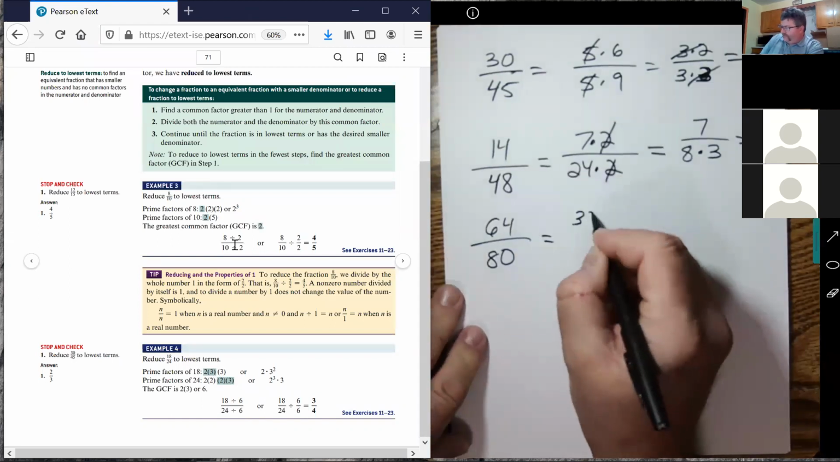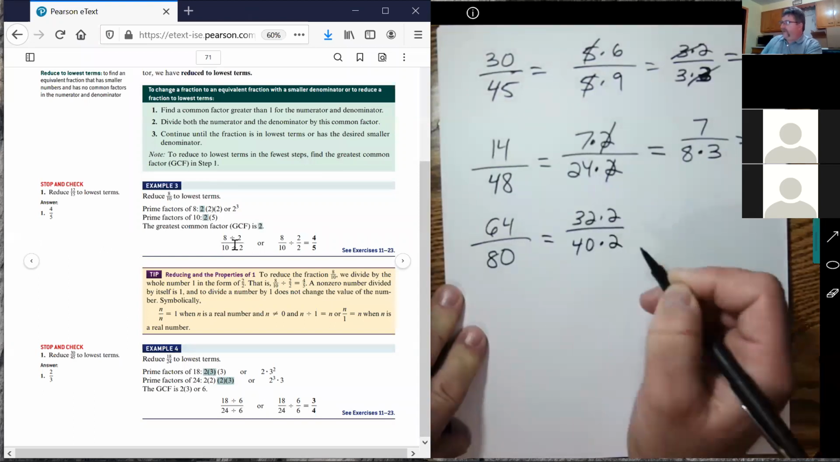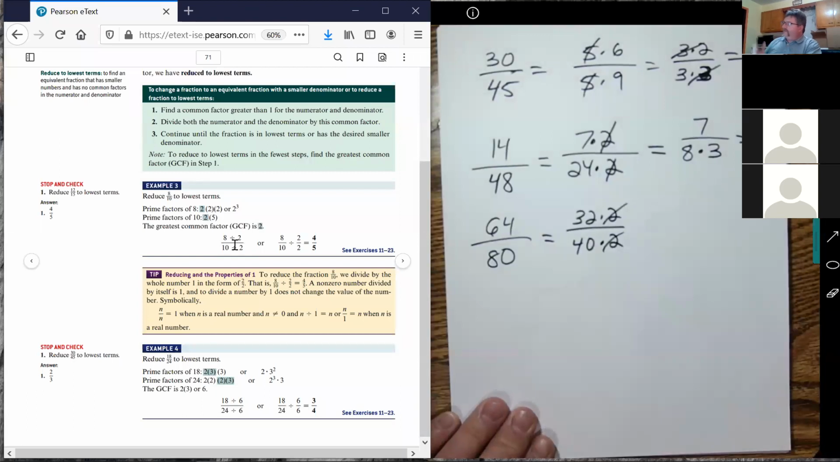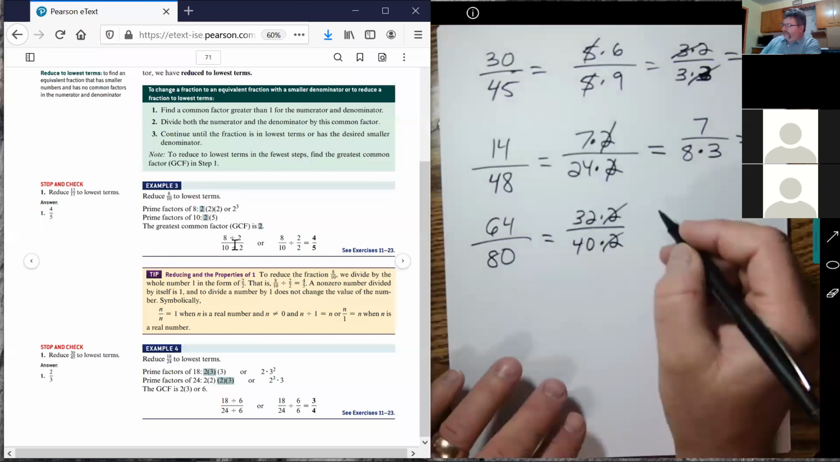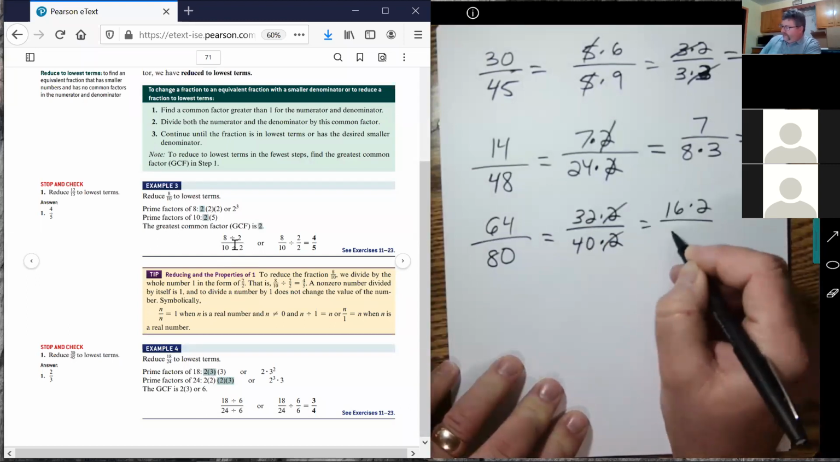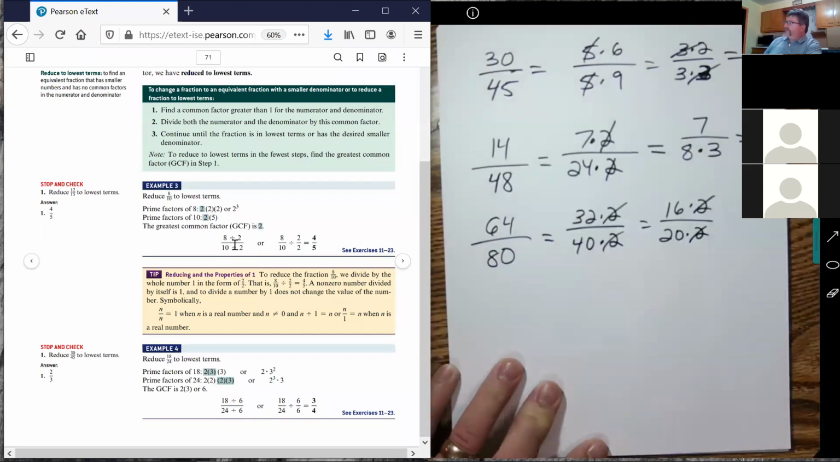So 32 times 2 is 64. 40 times 2 is 80. I can at least do that much. Goodbye 2s. So now I'm left with 32 over 40. I could divide by 2 again. They're still both even. I could go 16 times 2 is 32, and 20 times 2 is 40. Goodbye another pair of 2s.